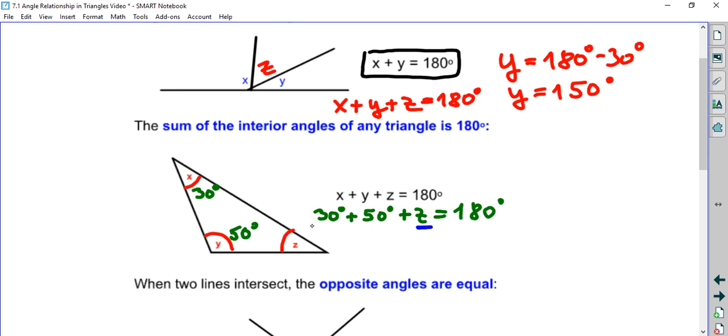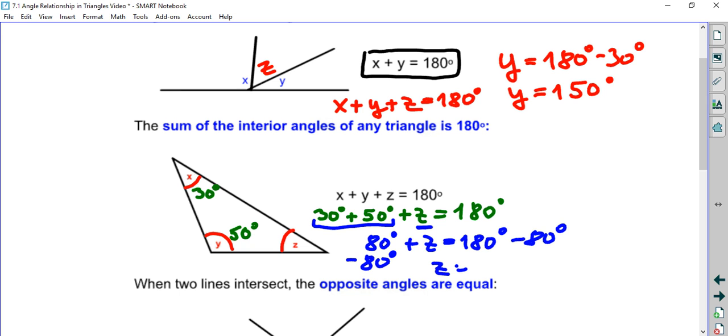What we can do is just solve this equation first by adding the like terms on the left side, which is 30 and 50. That gives us 80 degrees plus z equals 180. And then we can subtract 80 from both sides, and we would get that z is 100 degrees. And this is how we're going to apply the relationship of internal angles in a triangle. So again, they add up to 180 degrees. It's very similar to a straight line.